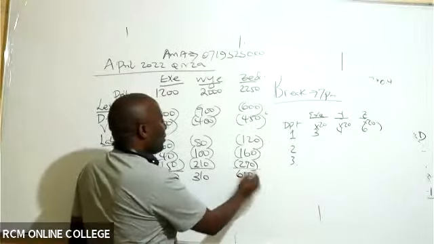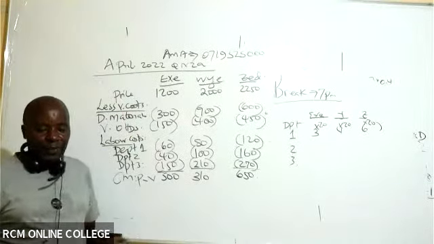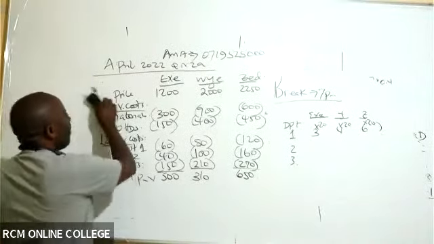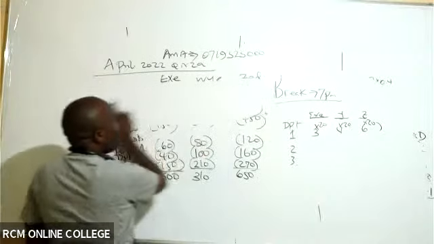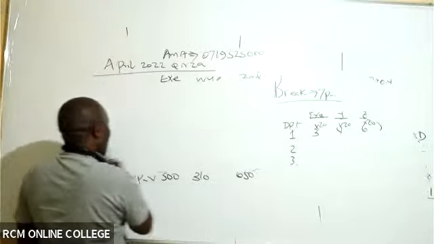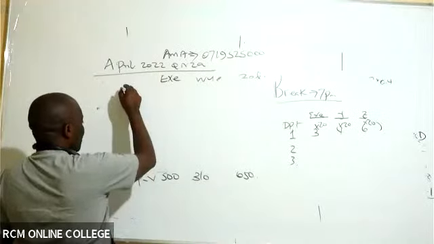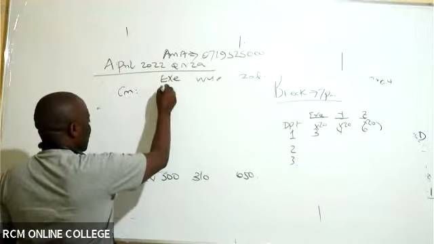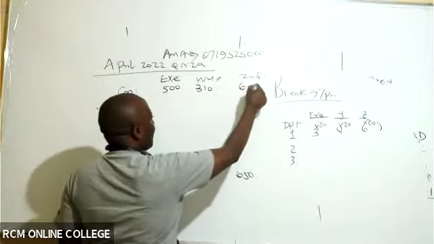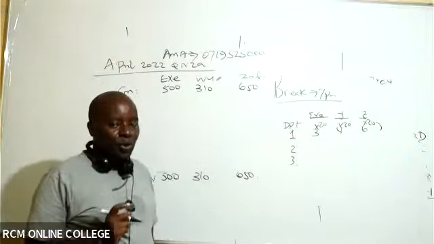So all of us are in agreement with these figures? Yeah, thank you so much. So that's step number 2. We have identified the scarce resource, then in step number 2, we have been able to get the contribution margin. Having gotten the contribution margin of 500, 310, and 650, now we want to get the contribution margin per unit of the scarce resource.